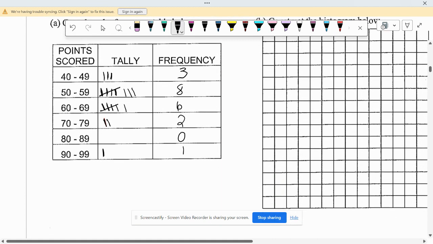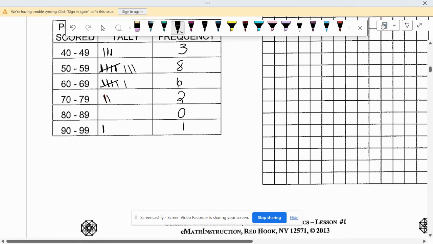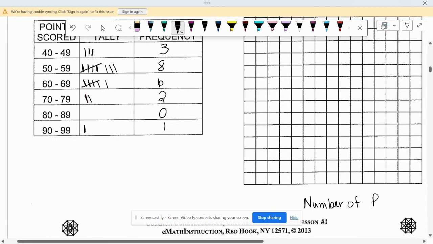So I'm going to label my axes. On the X, number of points. So this is the amount of points. And then I'm going to label it on the Y, number of games.